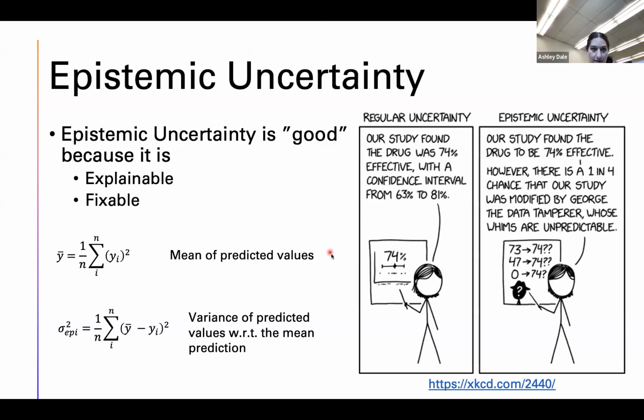So the epistemic uncertainty, I've got another cartoon up for this. The idea here is that we're taking our regular total uncertainty, right? And here the person is saying, hey, we had 74% effective with confidence interval 63% to 81%. The epistemic uncertainty attributes that to George, the data tamperer, right? And so we have a single source for that uncertainty. In a mathematics sense, and this is coming straight from ANOVA, we have the mean of the predicted values, and then we're going to get the variance of the predicted values with respect to the mean. So the total looked at the variance with respect to the true value. The epistemic uncertainty is looking at the variance with respect to the mean predicted value.